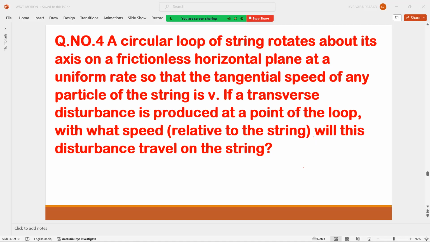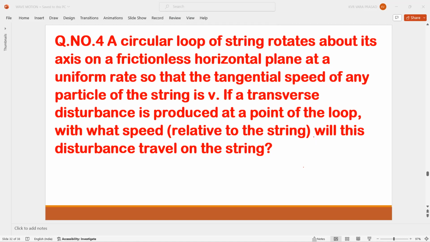Now we are going to solve a problem based on the speed of a transverse wave on a stretched string. See the question carefully. This question is taken from H.C. Verma.